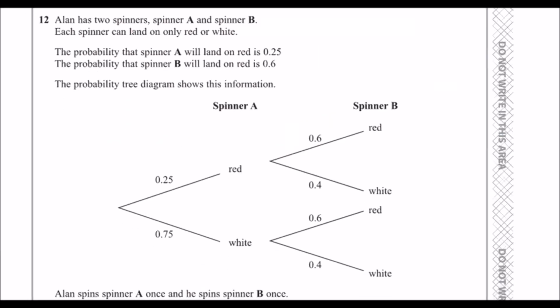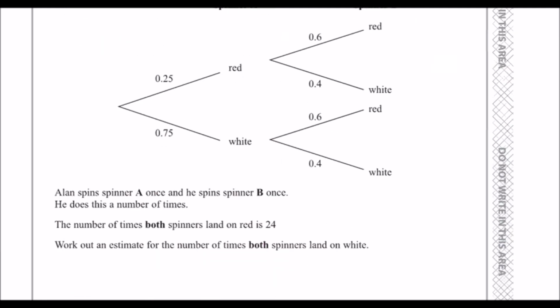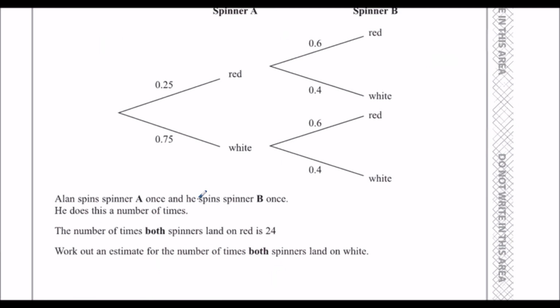Question 12. Alan has two spinners, spinner A and spinner B. Each spinner can only land on red or white. The probability that spinner A lands on red is 0.25. The probability spinner B lands on red is 0.6. So we've got all that information on the diagram. Alan spins spinner A once and spinner B once, again on the diagram. He does this a number of times. The number of times both spinners land on red is 24.